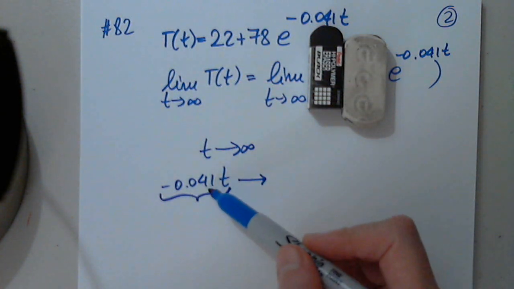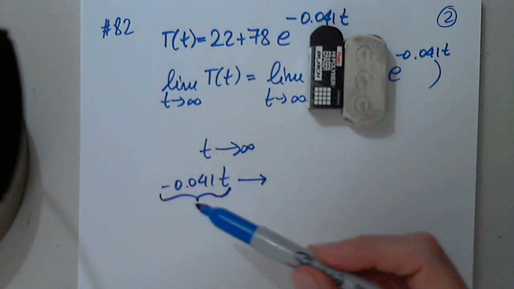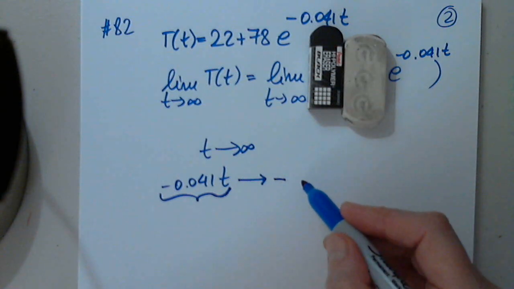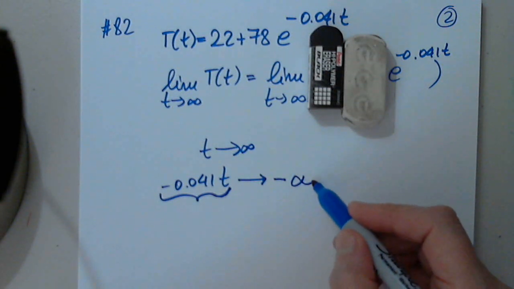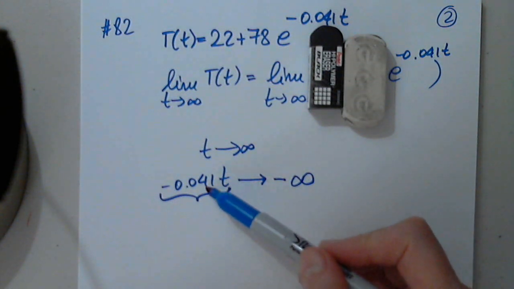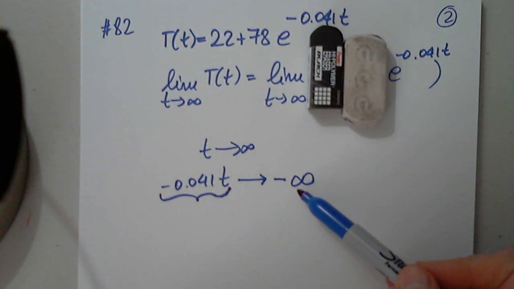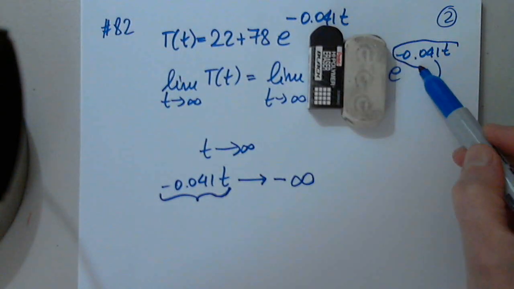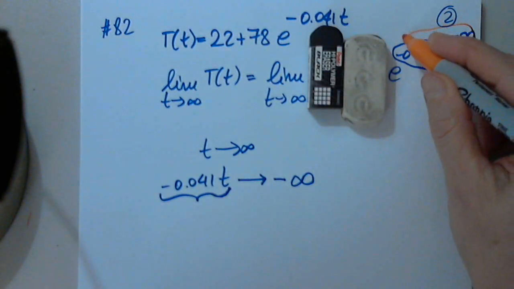So when I multiply a negative number by infinity, does it decrease? Because it's going to be negative. Yes. So when I multiply infinity by whatever negative number, this approaches negative infinity. So this piece approaches negative infinity. Now I want to determine where this is going.